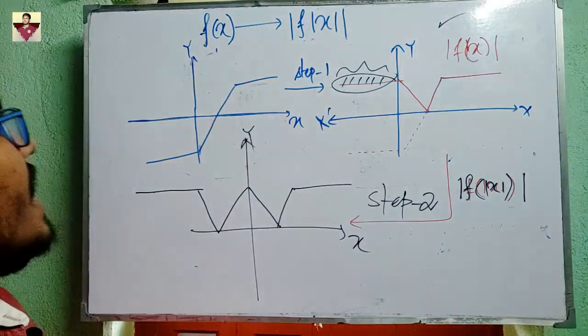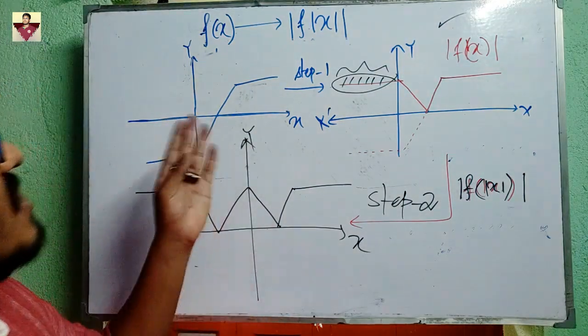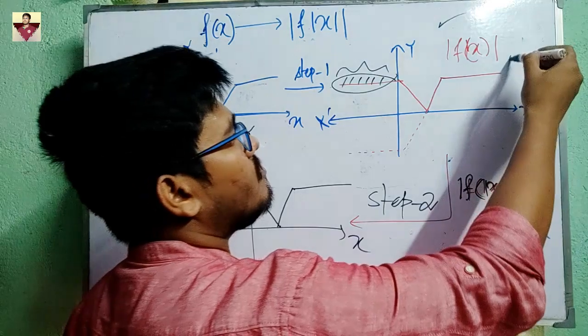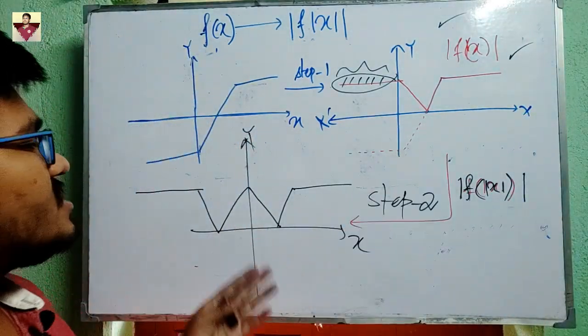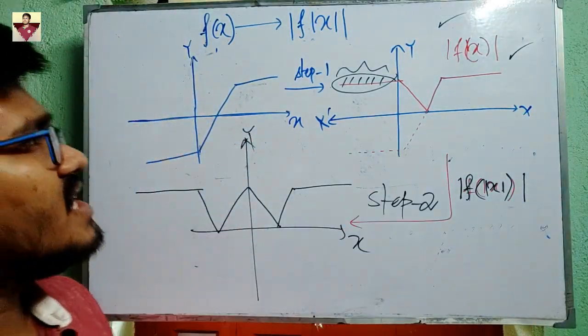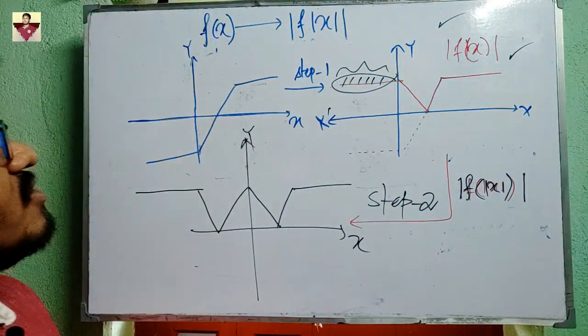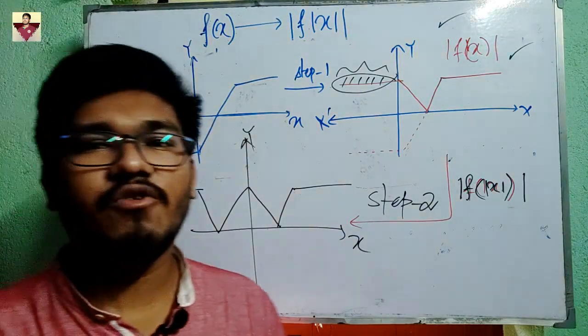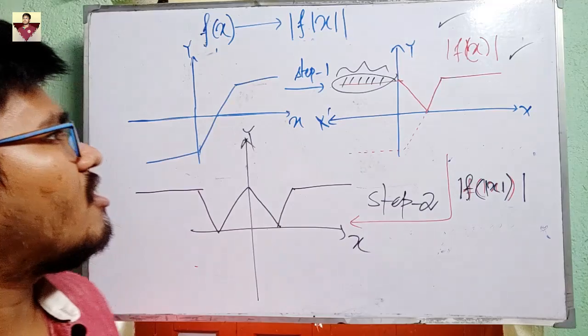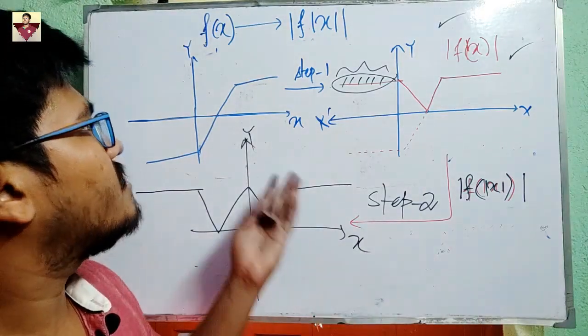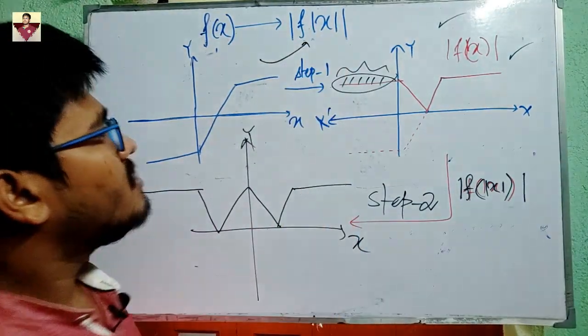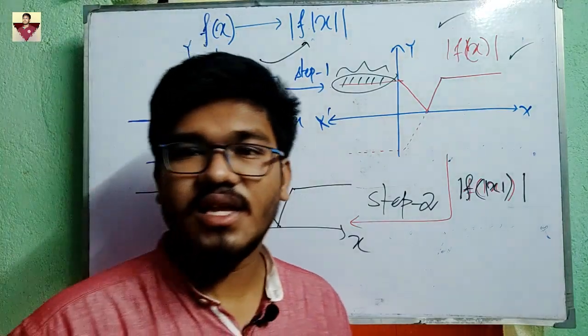So this is the way you can plot the function. If you know f of x, then you can plot mod of f of x. Then following step 2, you can also plot f of mod of x. So this is the generalized way. You can take any known function, plot the modulus of the function, and reach this final step. I will discuss some more examples, then it will be much clearer.